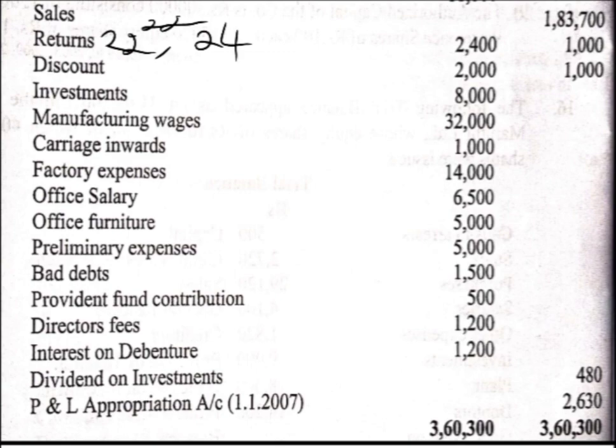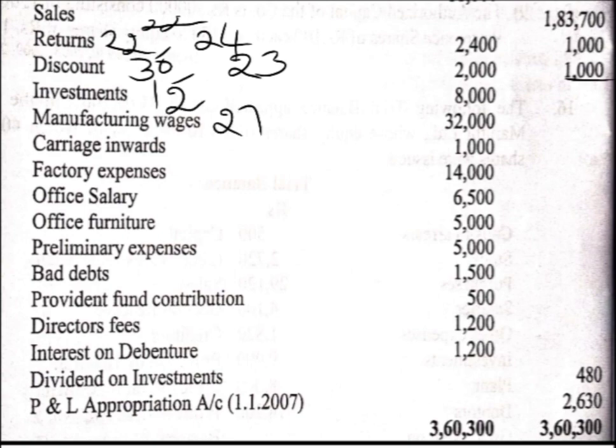of material consumed. The next one, discount. Again, for discount also they have given two balances, debit as well as credit. Debit balance represents discount allowed, which we are going to consider in note number 30, and credit balance represents discount received, which we are going to consider in note number 23. Investments, it represents non-current investment, we are going to consider in note number 12.